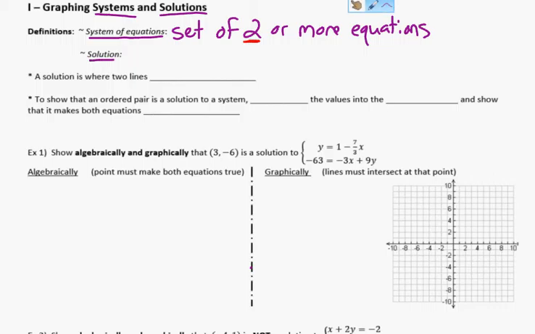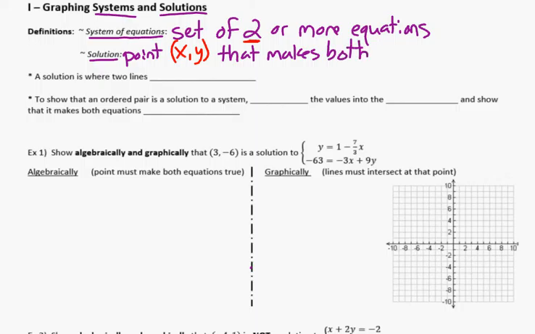A solution is going to be a point. We're going to be dealing with points as solutions, and remember, points are always of the form x comma y. So it's going to be a point that makes both equations, remember both here means all, primarily two, but it could be three, true whenever you substitute the value in. If we think of it in a more graphical way, the solution is where two lines intersect. That's if we're looking at a graph.